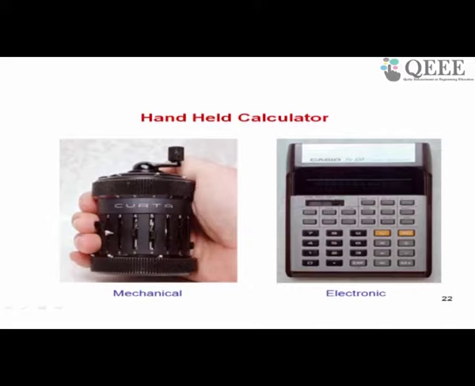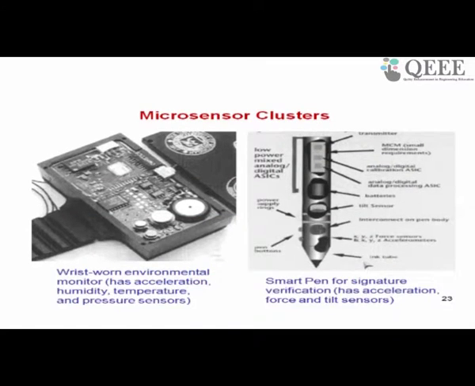The mechanical calculator could only do additions, multiplications, subtractions, etc. Whereas you know the electronic calculator can do many things, right? All of you are aware of what all it can do. Another example is shown here, microsensor clusters. You can see here on the left hand side a wrist-worn environmental monitor. Now this is something like a watch worn on hand, and it has so many things. It has an acceleration sensor, humidity sensor, temperature sensor, pressure sensor, etc. And this is an example of a smart pen for signature verification. So it has acceleration, force and tilt sensors.